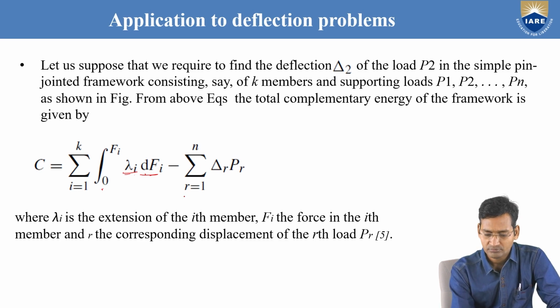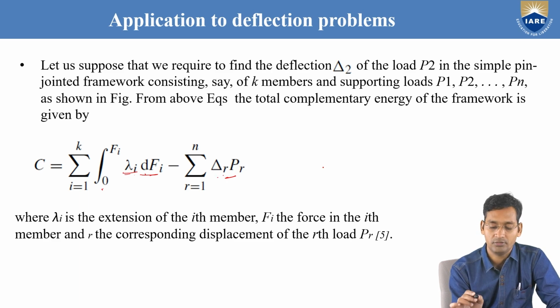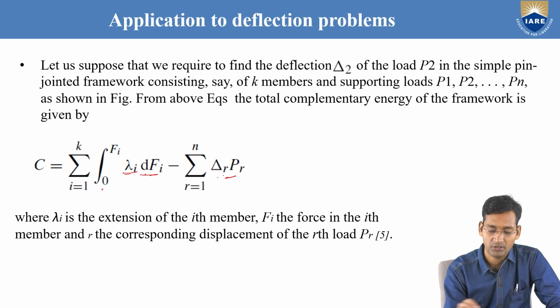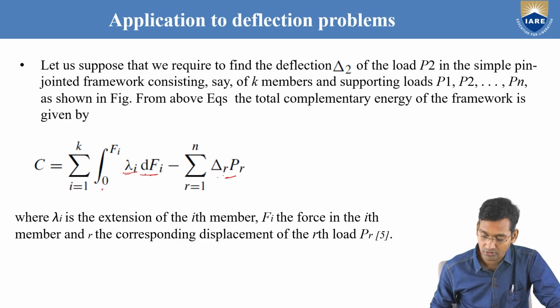Next, minus the sum over r equals 1 to n of delta r Pr. Here again, for P1, delta r is delta 1. For P2, delta 2. For the first load, the first deflection; for the second load, the second deflection. Like that you have to take. Where lambda i is the extension of the ith member, Fi the force in the ith member, and delta r the corresponding displacement of the rth load, because of Pr. So if it is P1, then delta r will be delta 1. r is that particular or corresponding load.